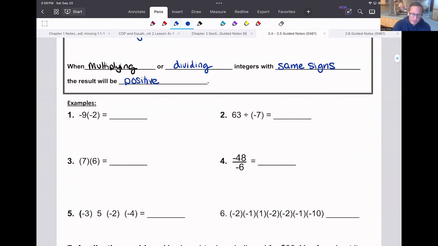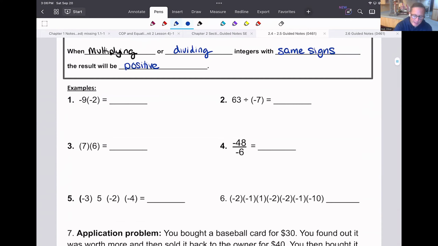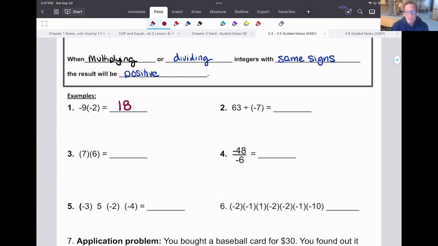All right, so in this first example, we've got -9 times -2. Well, that is positive 18, right? Absolute value, don't even worry about it. Do we have to add them or subtract them? No, we're just multiplying them and thinking about what the signs are. All right, number 2, that's a positive, one of them's a negative. It's going to be negative. All right, let's get that out of the way right now.